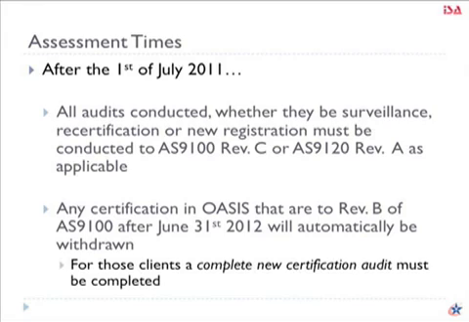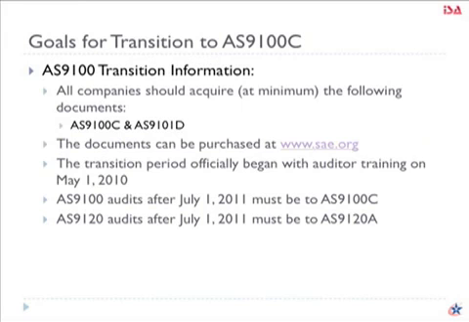After the 1st of July 2011, all audits conducted, whether they be surveillance, recertification, or new registration, must be conducted to AS9100 Rev C or AS9120 Rev A as applicable. Any certifications in OASIS that are to Rev B of AS9100 after June 31, 2012 will automatically be withdrawn. For those clients, a complete new recertification audit must be completed. All aerospace certifications will expire, regardless of certification expiry date, if clients have not transitioned to AS9100C or AS9120A by July 1, 2012.